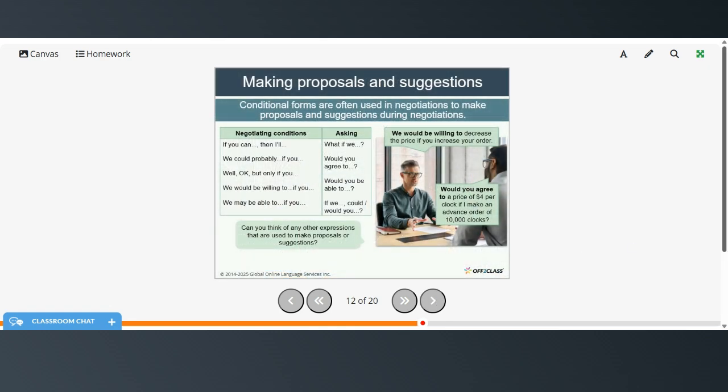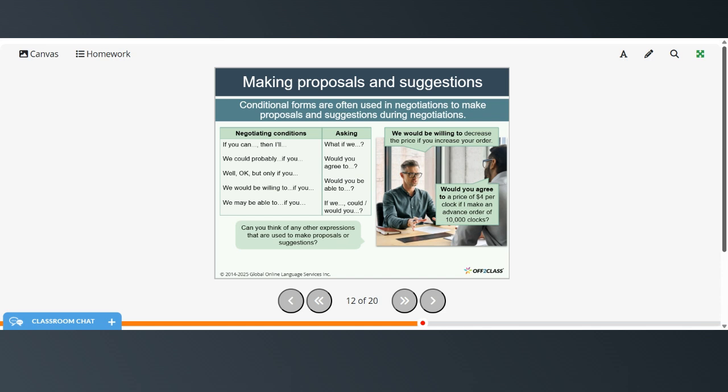So conditional forms are often used in negotiations to make proposals and suggestions during the negotiations. So we would be willing to decrease the price if you increase your order. Would you agree to a price of $4 per clock if I could make an advance order of 10,000 clocks?